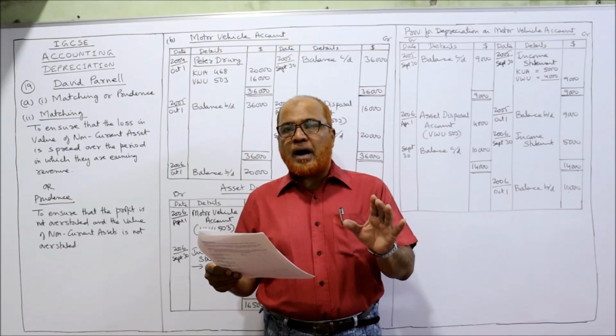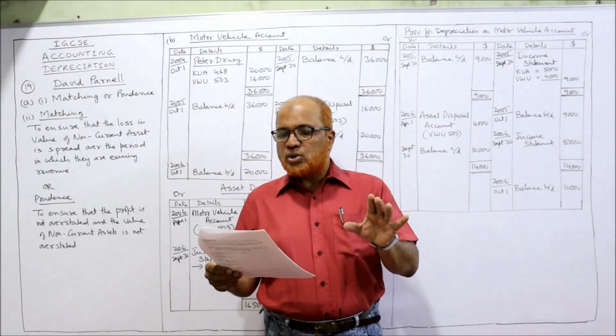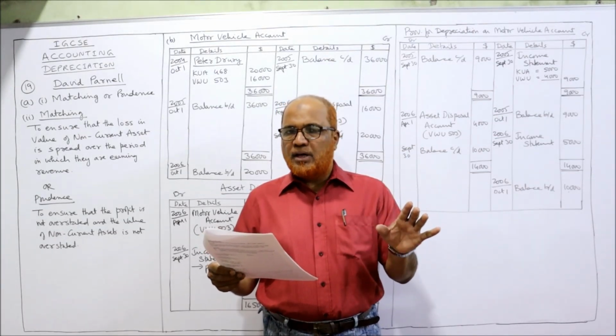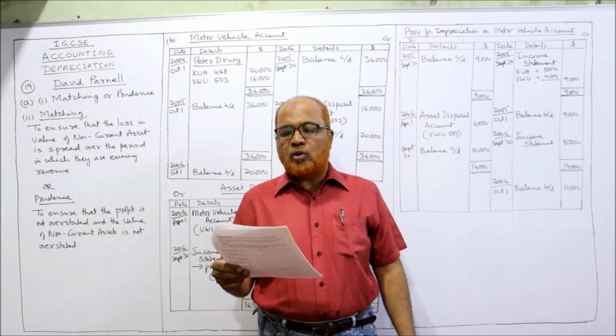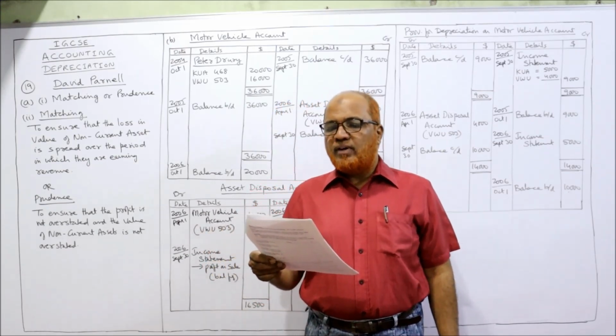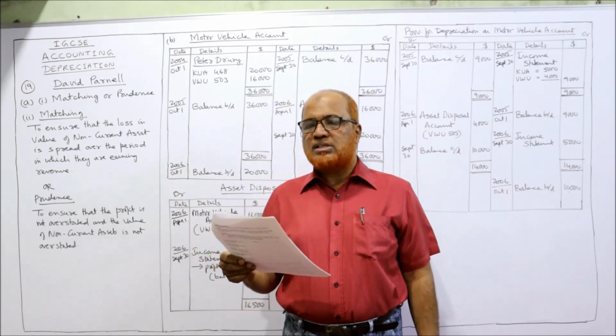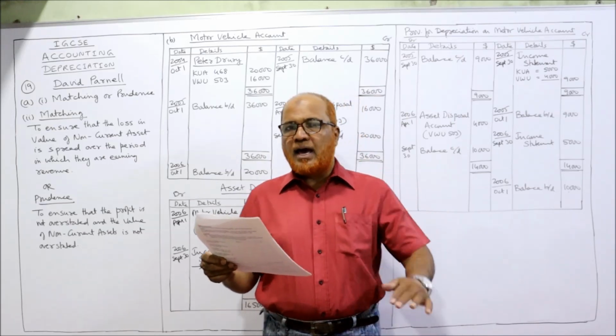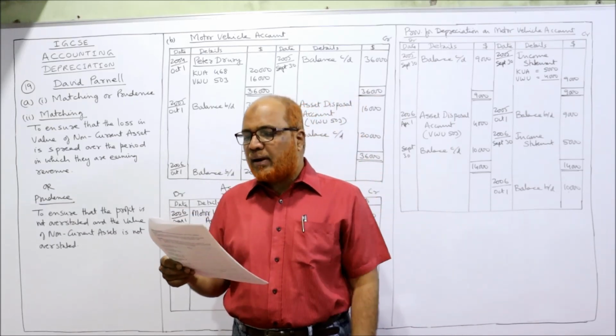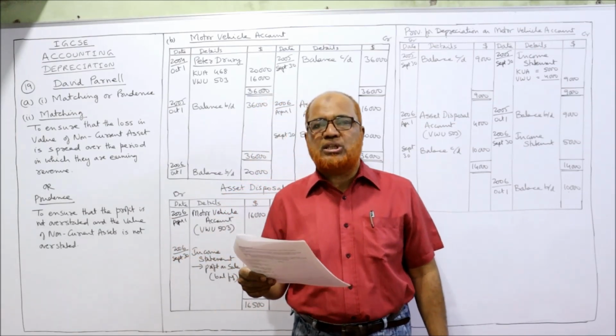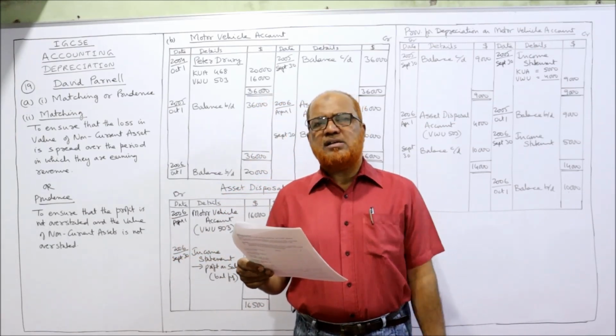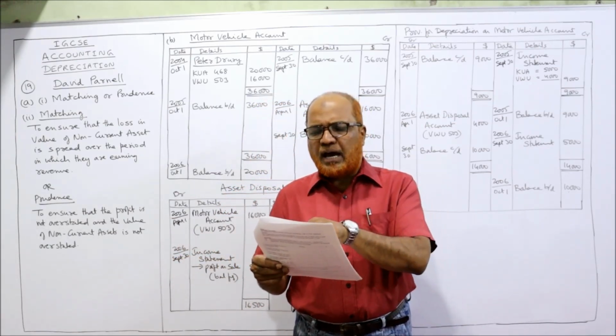So this David Parnell, he is a businessman. He is closing the accounts every year on 30th September. He has purchased two motor vehicles. That is motor vehicle KUA 468 costing 20,000. Another motor vehicle VWU 503 costing 16,000. Name of the motor vehicles are given. We are not concerned. We are concerned only with the amount.